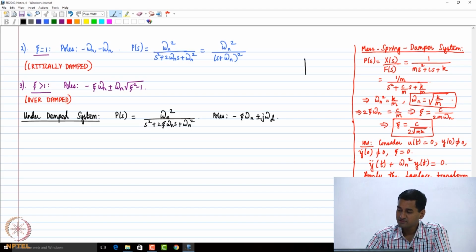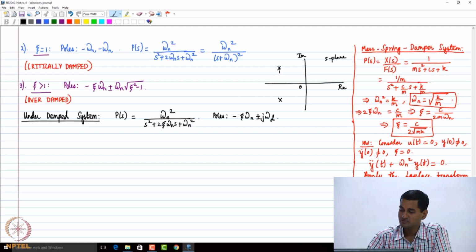So before we go further, some more notation with respect to underdamped second order systems, because these become useful later on. If I plot the real axis and the imaginary axis, and then we have the s plane, and let's say these are my two complex conjugate poles. The real part is minus zeta omega n, right? The imaginary parts are j omega d and minus j omega d. So let us say I draw a line from the origin to this pole. What is the length of this line segment?